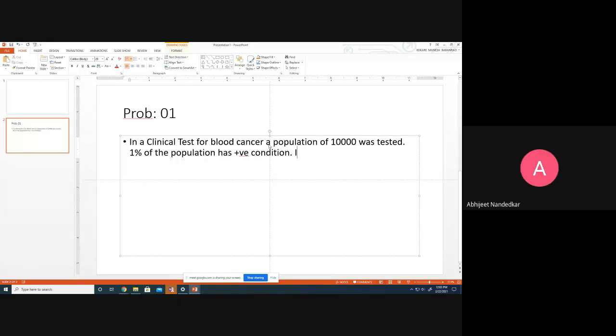If the test instrument has 98% specificity, that means the ability to say negative to a negative condition.